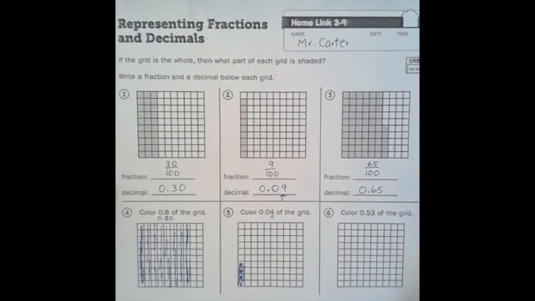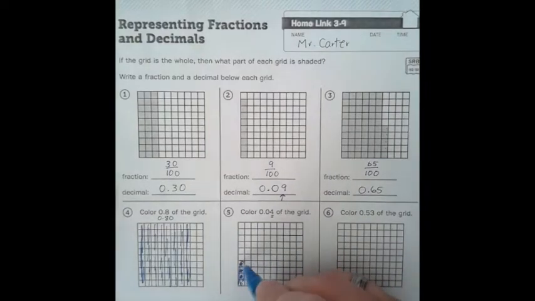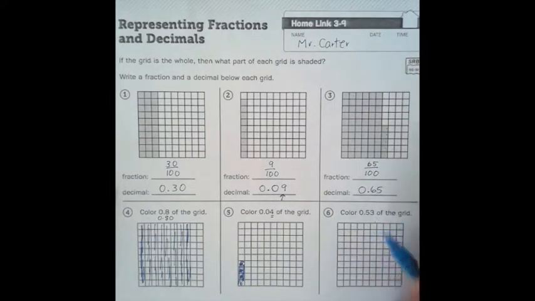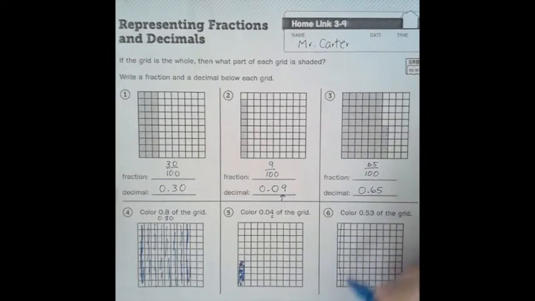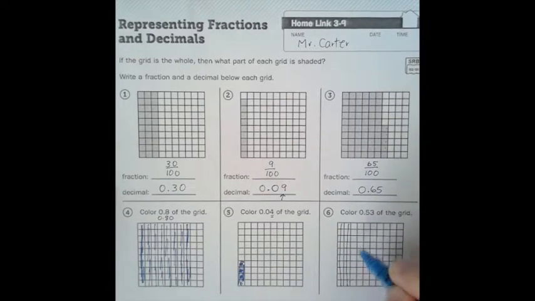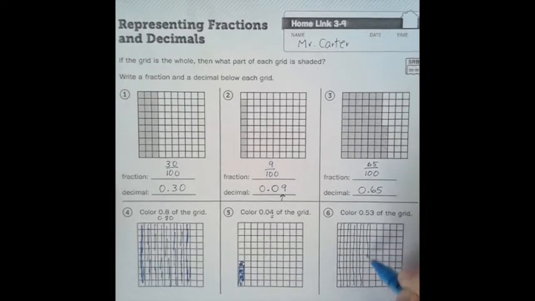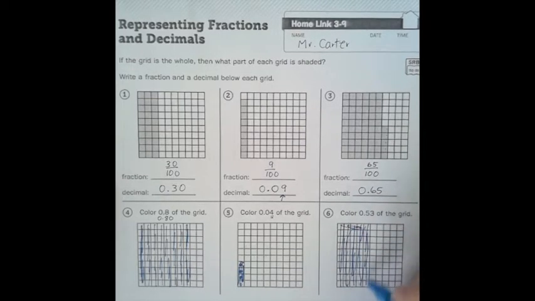So now for number 6, we're coloring in 53 hundredths of the grid. So again, you want to count by tens. So this would be 10 hundredths, 20 hundredths, 30, 40, 50. So I'm going to color my 50 here, shade it a little bit better. And then 3, or this over here, 1, 2, 3. So that would be 53 hundredths.